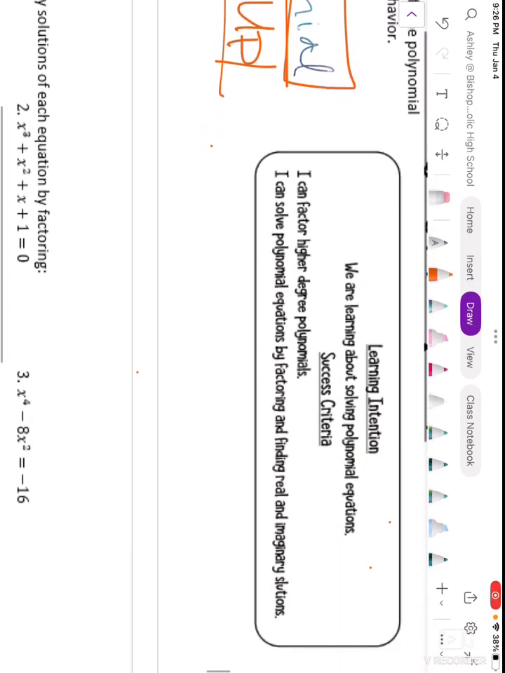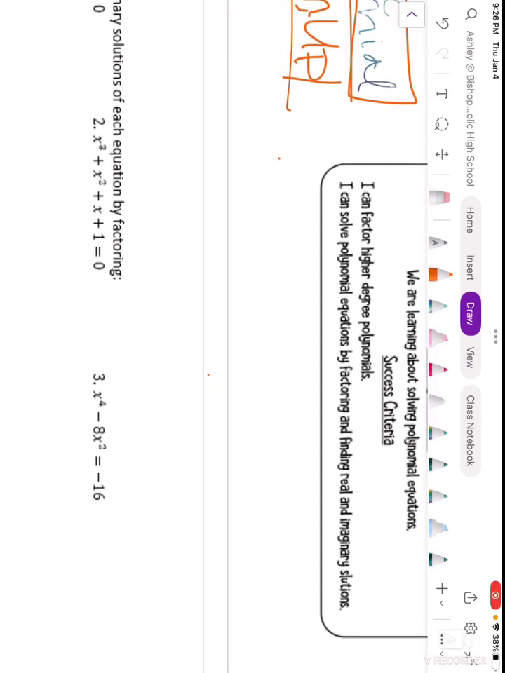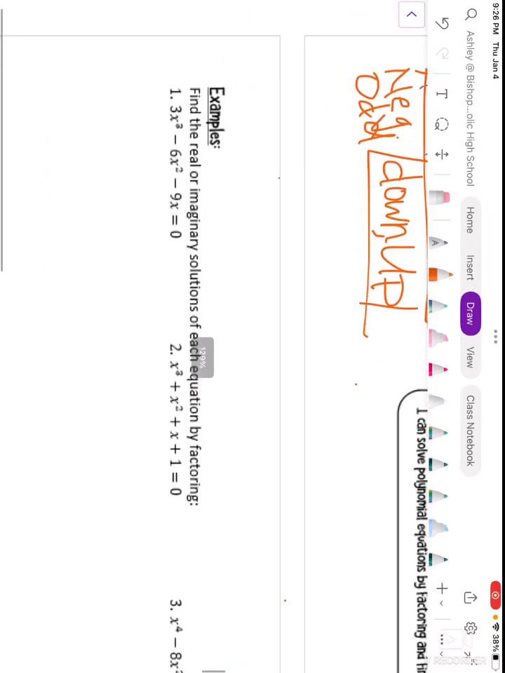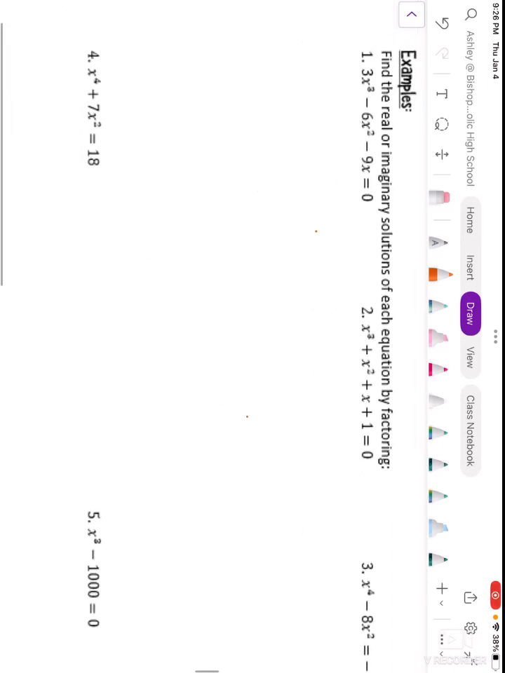Okay. Today we're solving polynomial equations. We're factoring higher degree polynomials. This is truly stuff we have done before. There's just like one extra little step. So we're factoring. If we were factoring this, first thing we always do is take out our greatest common factor.